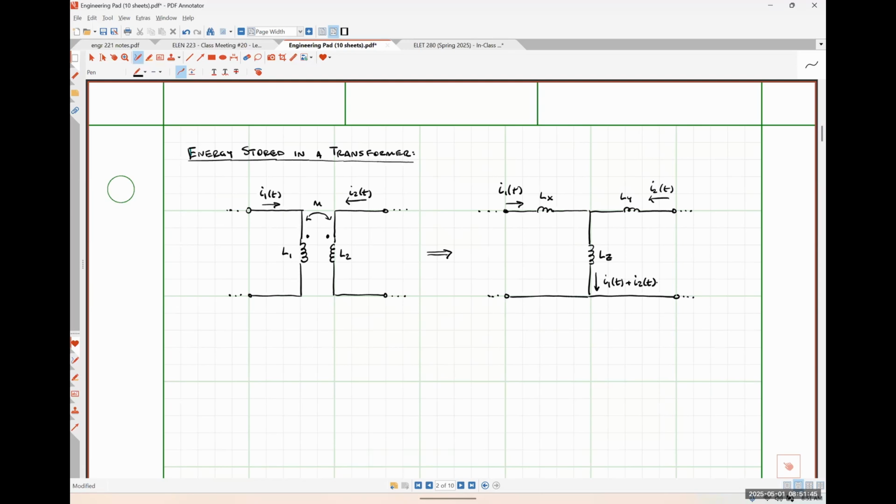Now, we know also that we can express those inductances LX, LY, and LZ in terms of our transformer inductances L1, L2, and M, right? And again, we just did this a moment ago. So LX is simply L1 minus M, LY is L2 minus M, and LZ is just M.